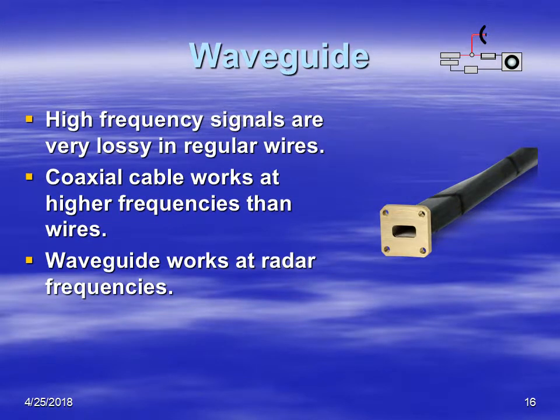Higher frequency signals are very lossy. Coaxial works good at high frequencies, better than wires, but not as good with radar frequencies and radar powers. So radar waveguides are the conduit, or the conductor, that takes transmitted energy and takes it up to the antenna.